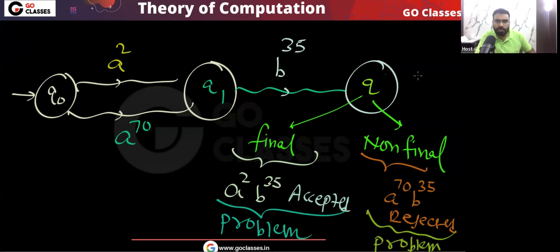Are you getting my point? If you make it final, then problem. If you make it non-final, then problem. I cannot make it final, I cannot make it non-final. So what should I do? Yes or no? Are you getting my point?